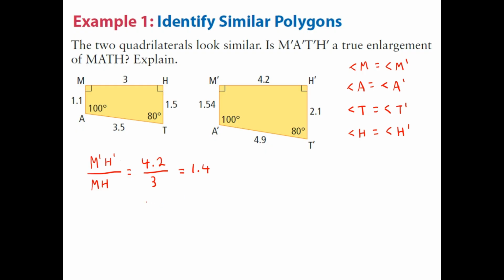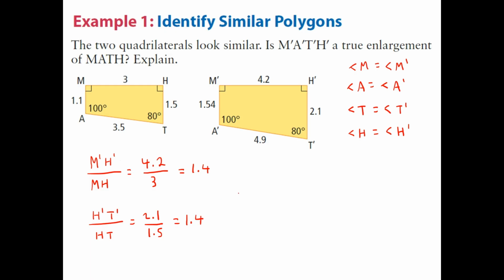Great. Now I have to check all the other corresponding sides, and they must also have the same scale factor of 1.4. So let's check another one. How about HT and H prime to T prime? Let's write that down. H prime to T prime over H to T, 2.1 divided by 1.5. Upon calculating that, I also get 1.4 as my scale factor.